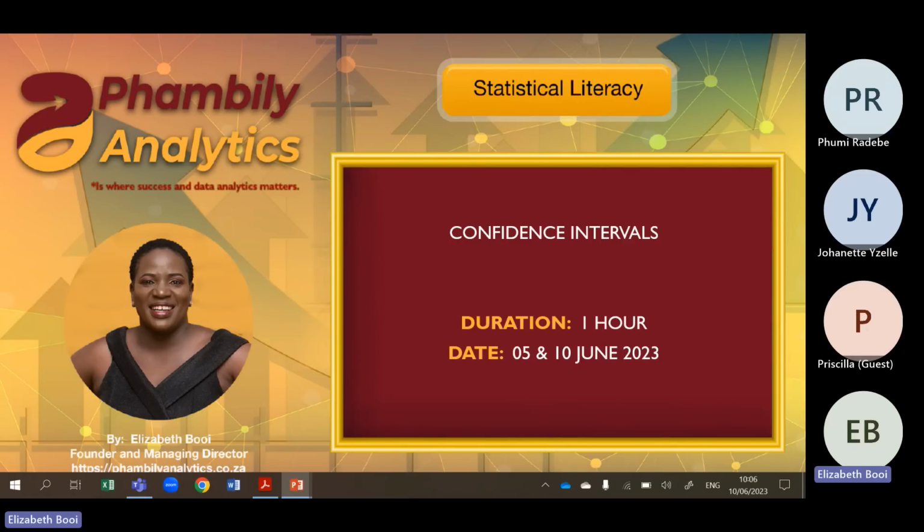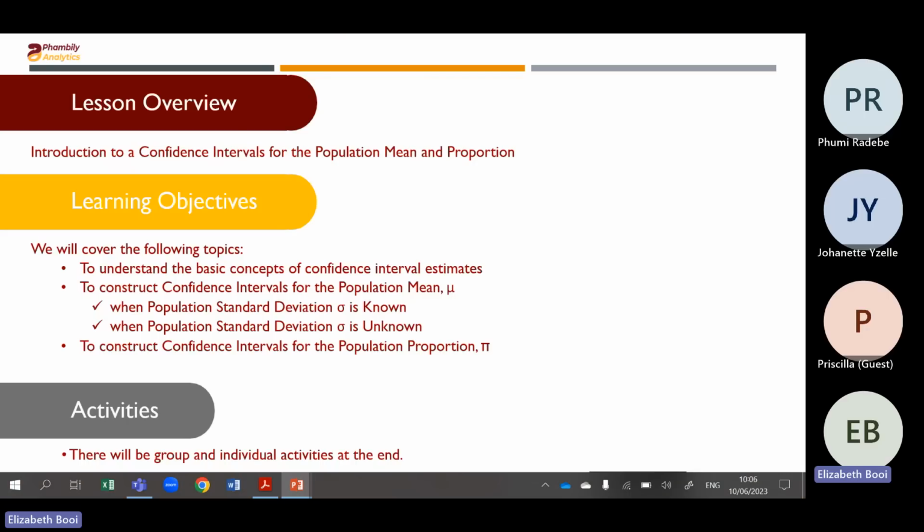So good morning, everyone, and welcome to another session where we're going to continue with confidence intervals. We already started looking at confidence interval for the population mean, and today we're going to continue and look at how to construct confidence interval for the proportion. By the end of this session, you should be able to do confidence interval for the mean when the population standard deviation is known, when it's unknown, and for the proportion.